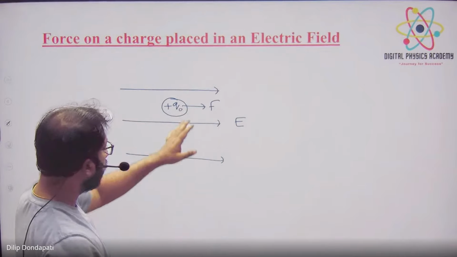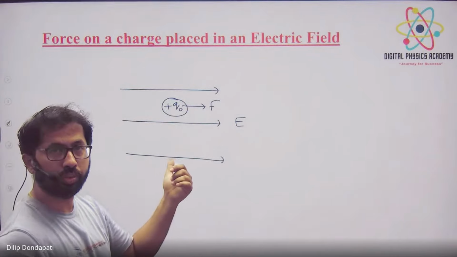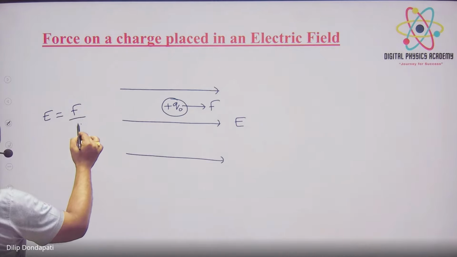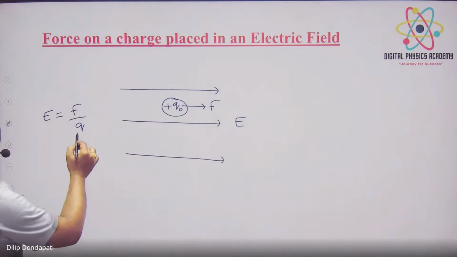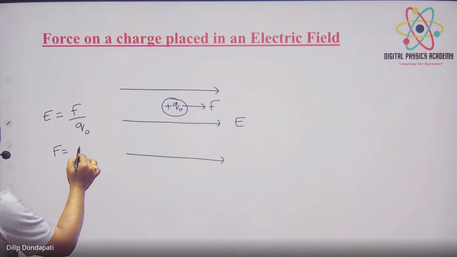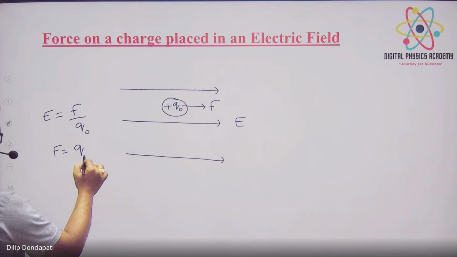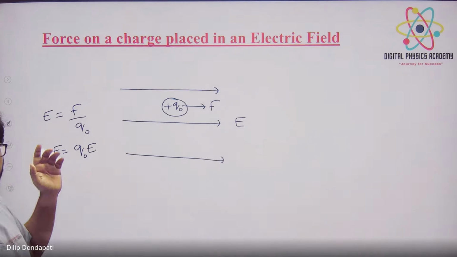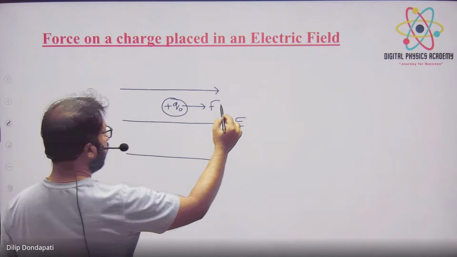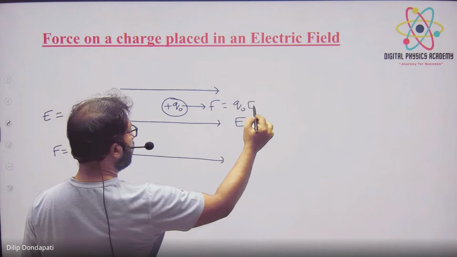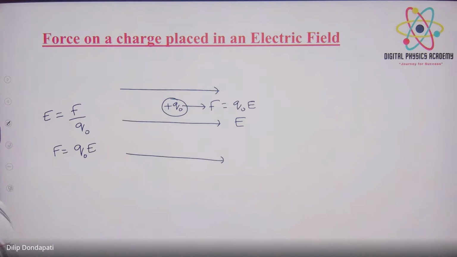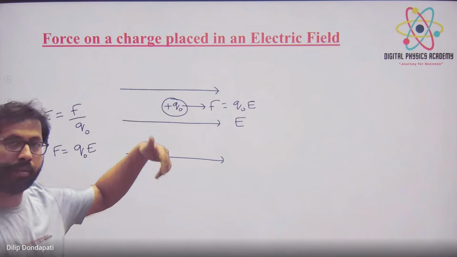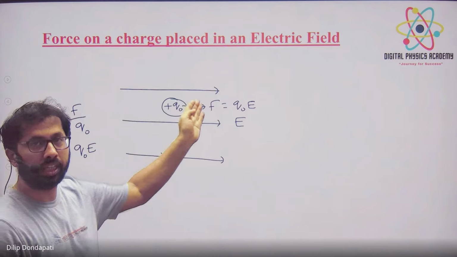Okay, now how much is that force, they will ask. You know already: E is equal to F by Q naught, right? Say F by Q naught. So therefore F is equal to Q naught E. If it is Q then QE, and if it is Q naught then Q naught E. So the formula is Q naught into E. Whenever they ask for force, people will think K Q1 Q2 by R square. No. After the electric field comes, also we can get the force. Simply multiply the charge with E and you will get it.